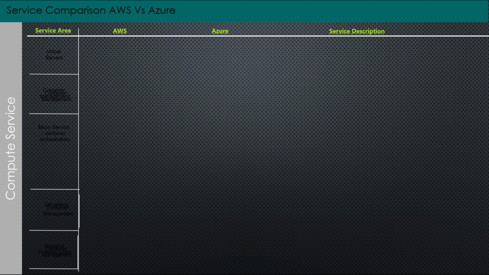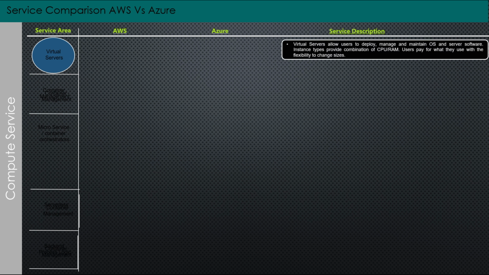Hello all! In this tutorial, we will compare different compute services provided by AWS and by Azure. For easy understanding, we have compared the services around different service areas such as virtual servers. Service description: virtual servers allow users to deploy, manage, and maintain OS and server software.